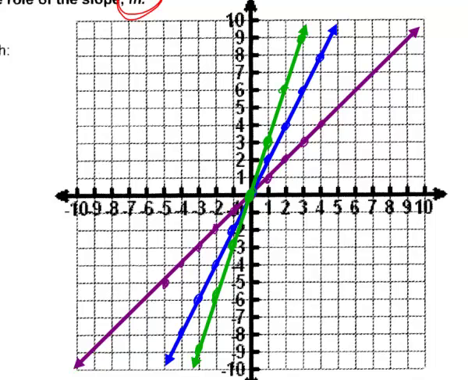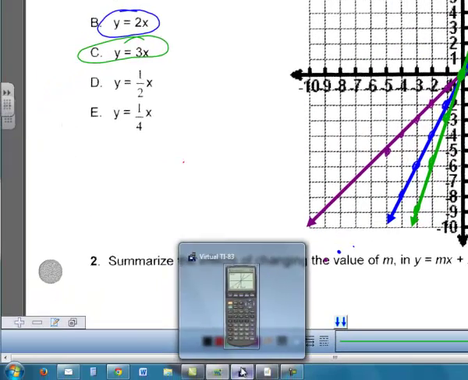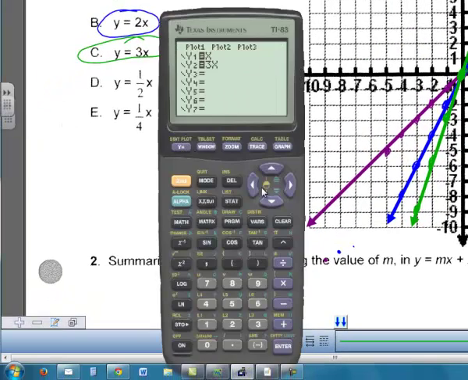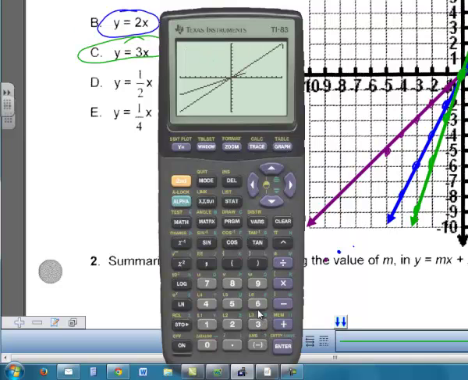Now, we are going to get into some fractions. So y equals, I'm going to clear out this one right here, 1/2 x. Like I've told you, go ahead and put your fraction in parentheses. 1/2 x. Let's graph that. There's my y equals x. And there is 1/2 x. So it is less steep than my parent function, than my y equals x.